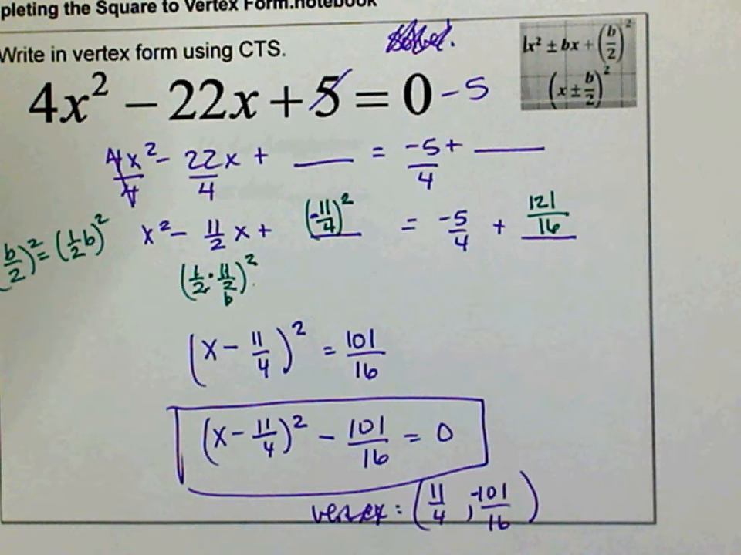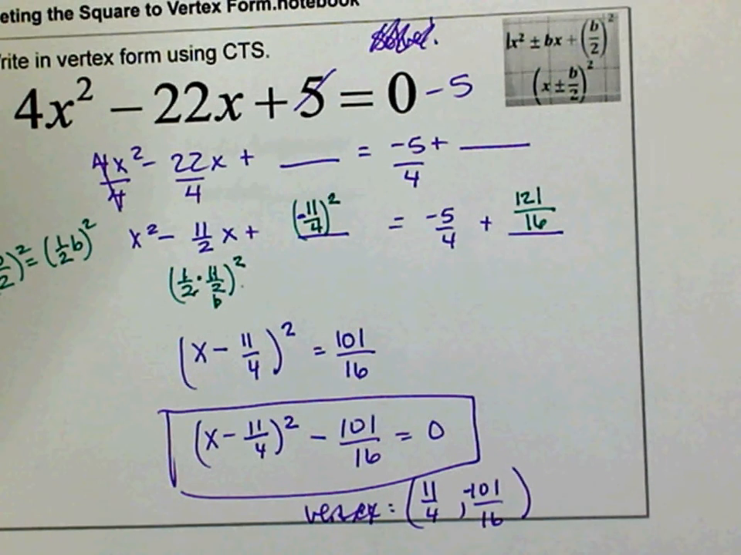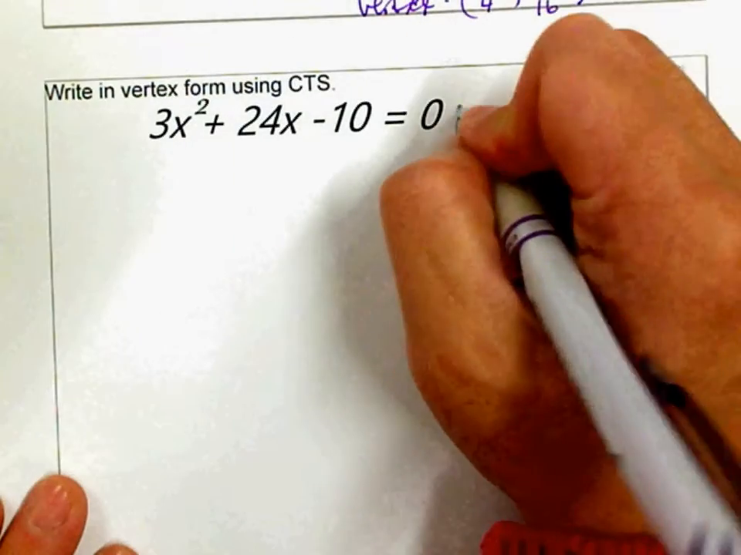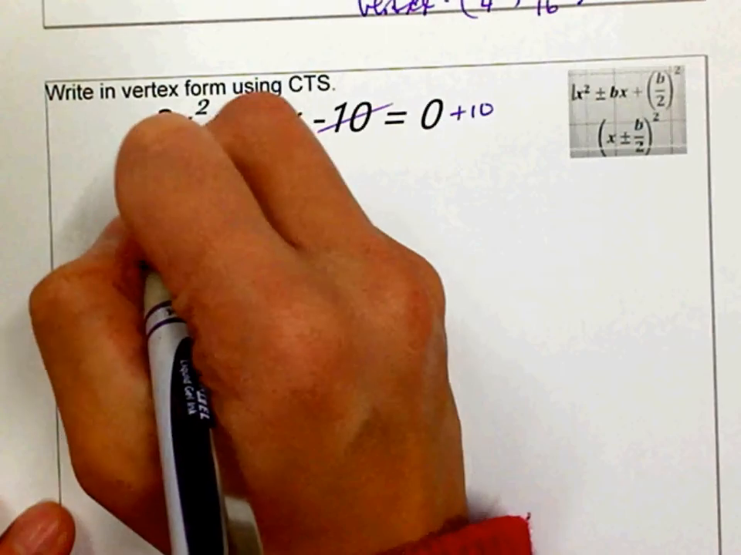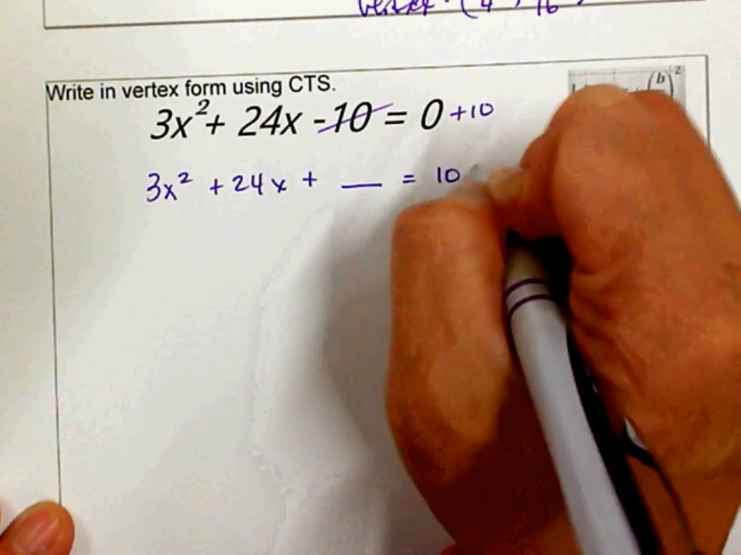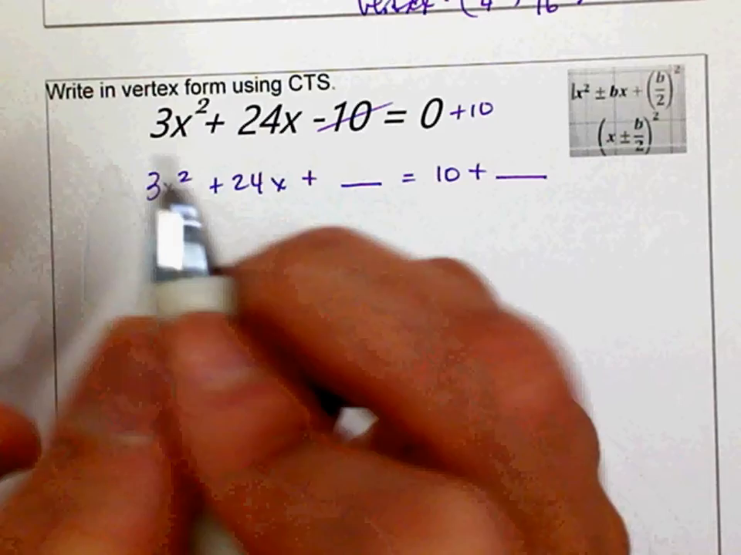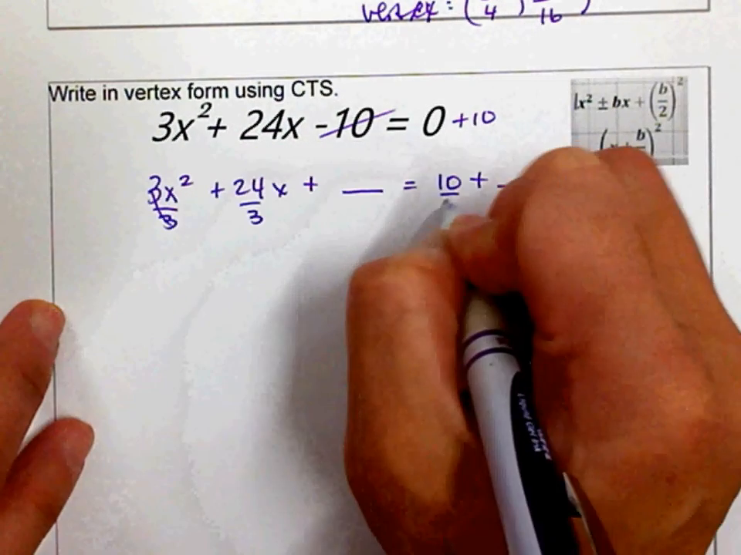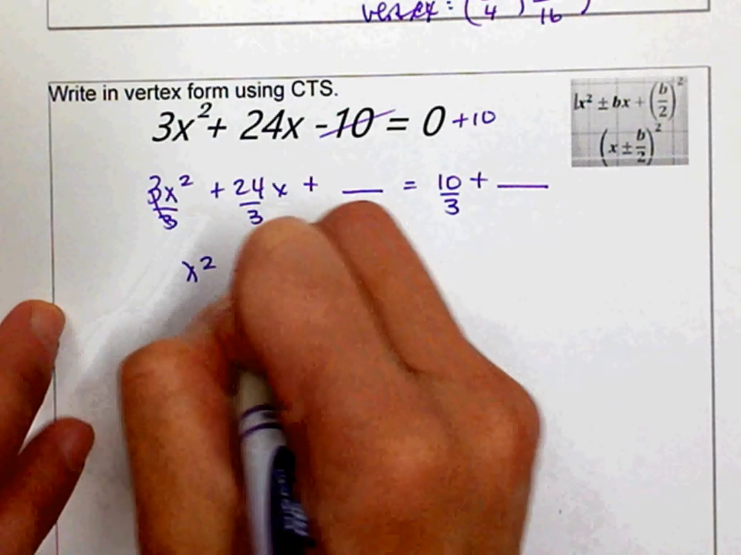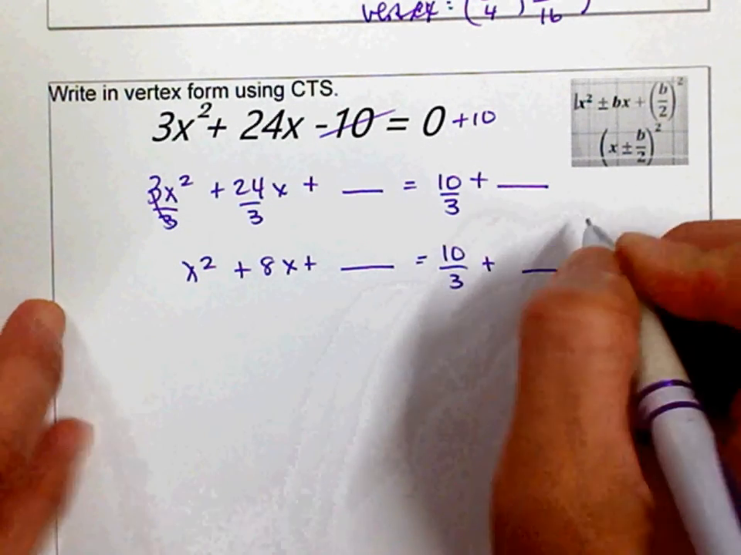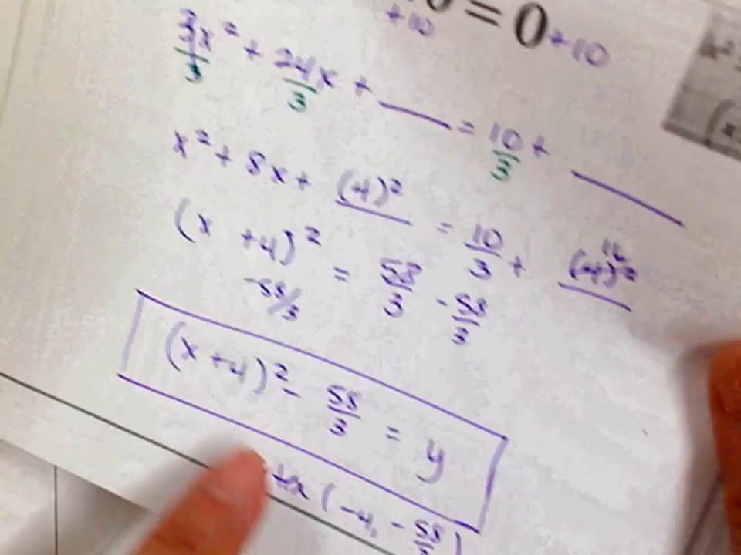Here we go. Add 10 to both sides. So now you have 3x squared plus 24x plus a blank is equal to 10 plus a blank. Just like that, okay? Divide everything by 3. So x squared plus 8x plus a blank is equal to 10 over 3 plus a blank. I believe that's the same problem as this one right here, and we did it in vertex form, and I'm going to show you how to solve. Okay? So we're going to solve.